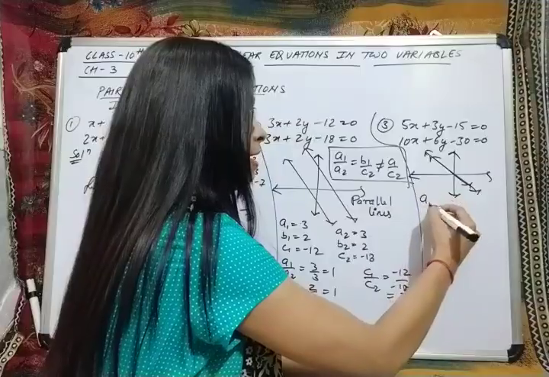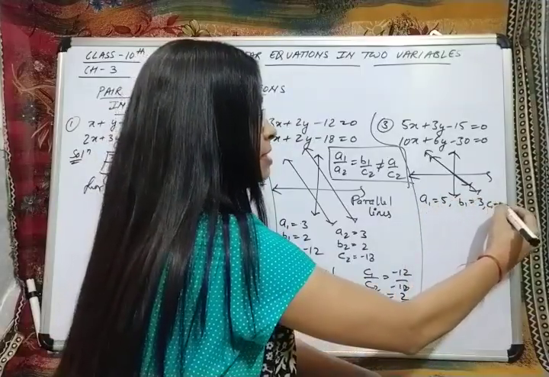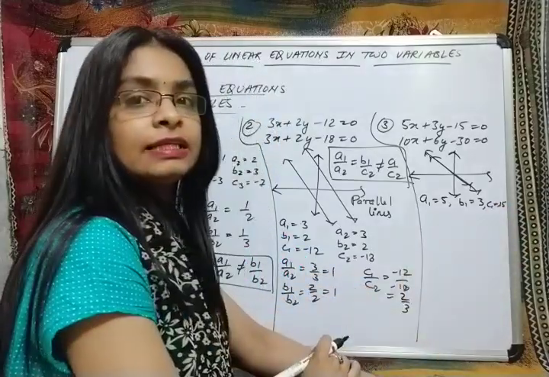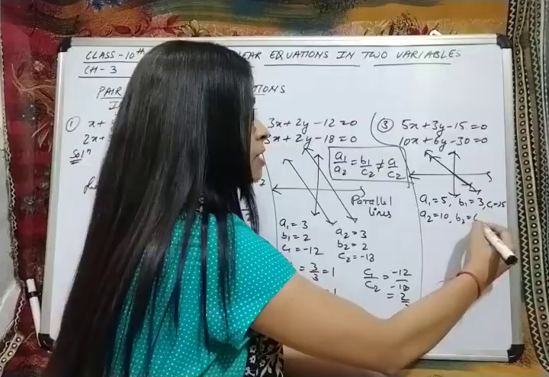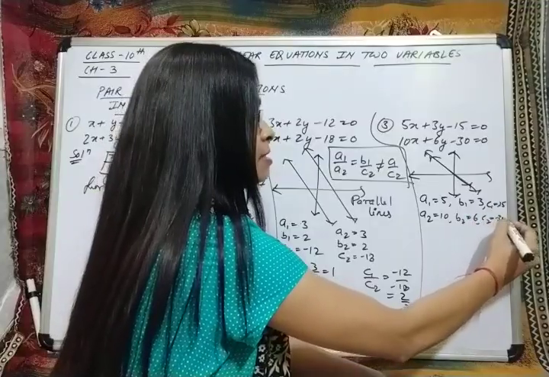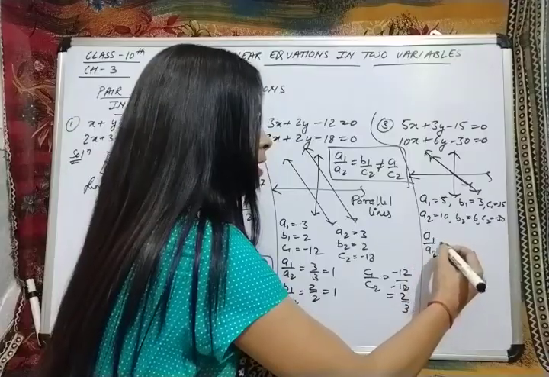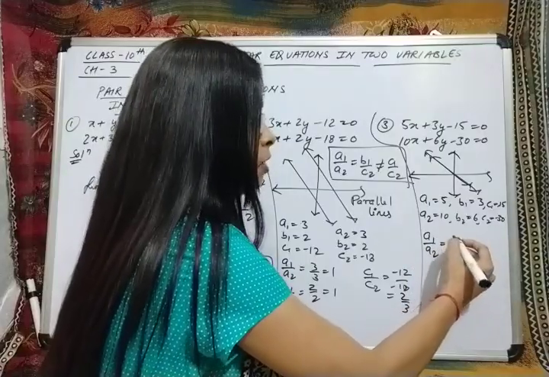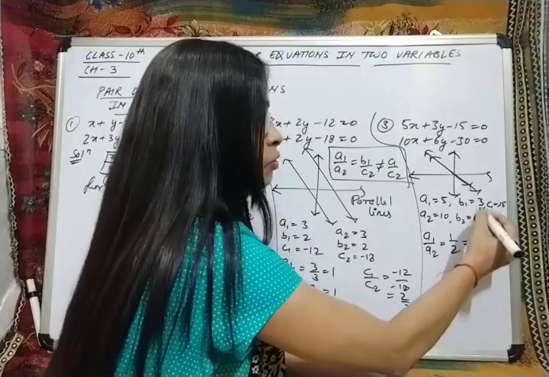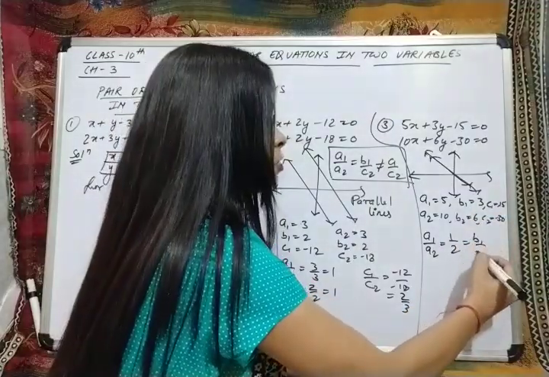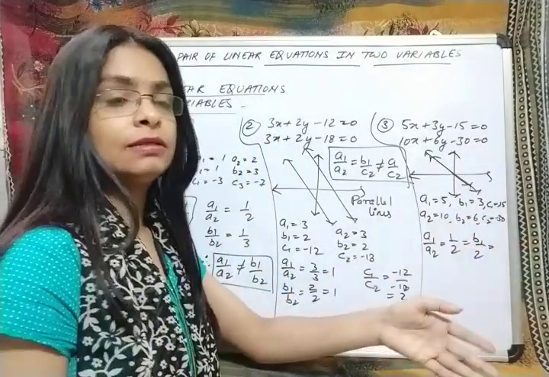Now see here, A1 is 5, B1 is 3 and C1 is minus 15. And A2 is 10, B2 is 6 and C2 is minus 30. Now find out the ratio of the constants. A1 upon A2 is 5 upon 10, that is 1 upon 2. Now B1 upon B2 is 3 by 6, 1 upon 2, this is also equal. Now C1 upon C2, minus 15 by minus 30, that will also be 1 upon 2.